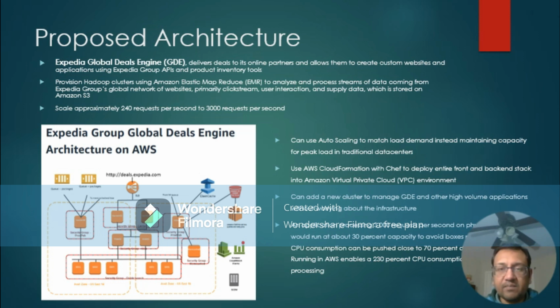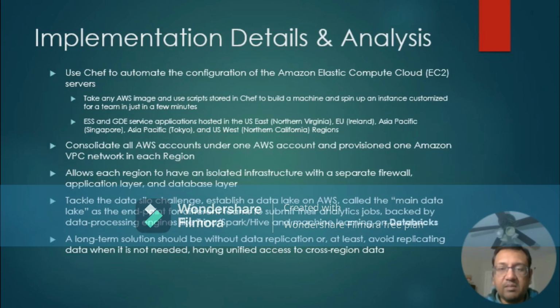For this architecture, we can use auto scaling to match load demand instead of having to maintain capacity for peak load as in traditional data centers. This architecture also enables a 230% improvement in CPU consumption efficiency in data processing. For implementation, Expedia proposed Chef Automate to automate the configuration of Amazon EC2 servers. Expedia applications like ESS and GDE are hosted across different regions like US, Europe, and Asia Pac. This allows each region to have an isolated infra with a separate firewall application layer and a separate database layer.